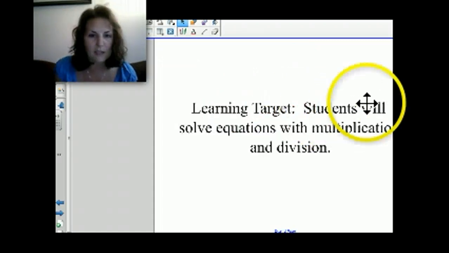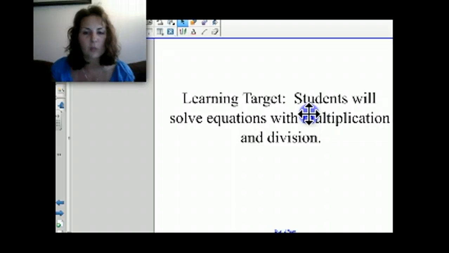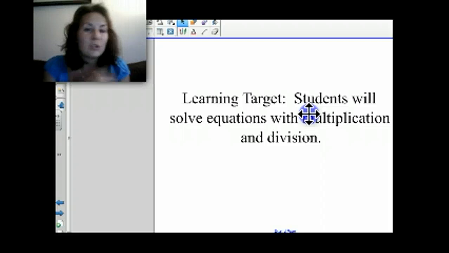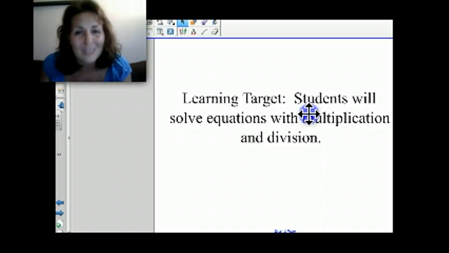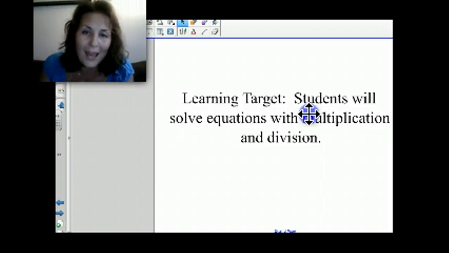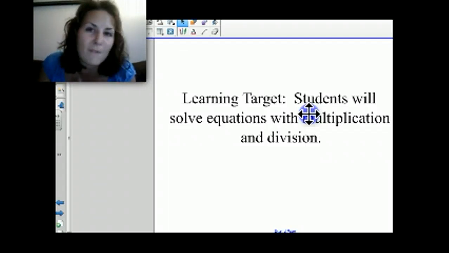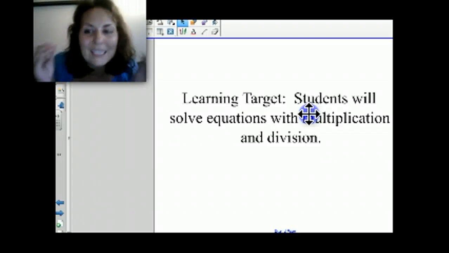Alright, our learning target today was to solve equations with multiplication and division. Between lesson 1 and lesson 2, you should now be able to solve every one-step equation that comes your way, whether we're adding, subtracting, multiplying, or dividing. Take notes, write down your questions. Have your parents watch this video if you need some help, and we're going to start multi-step equations soon, so knowing that first step is really, really critical.